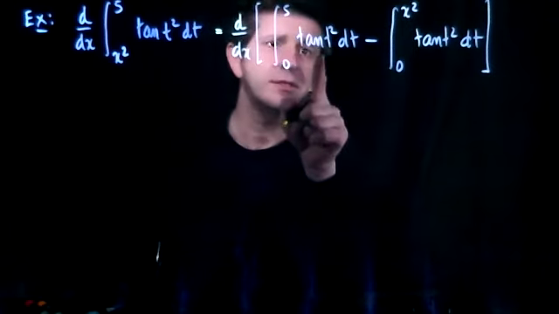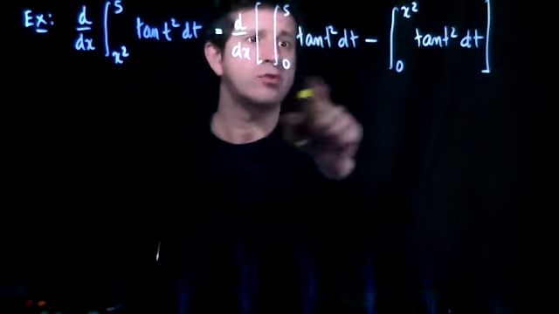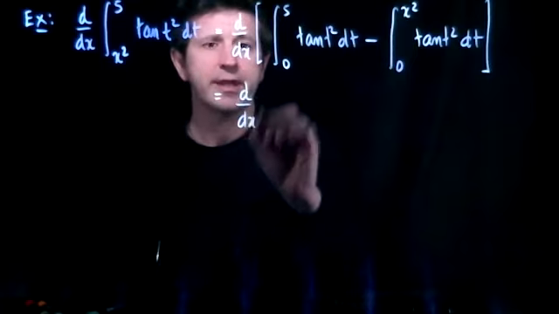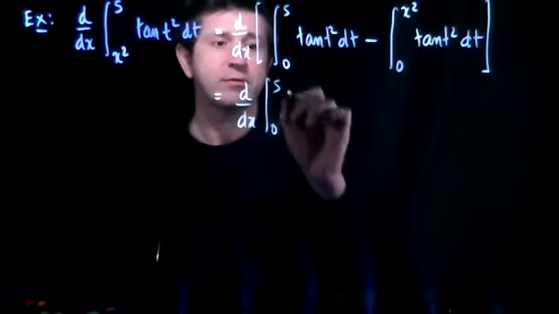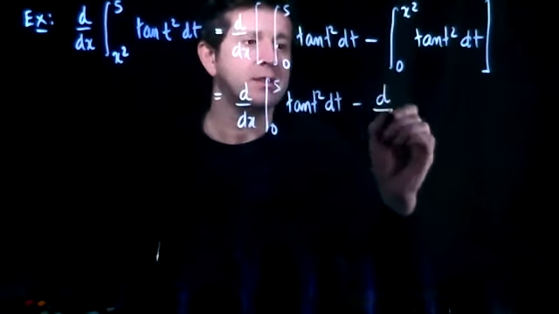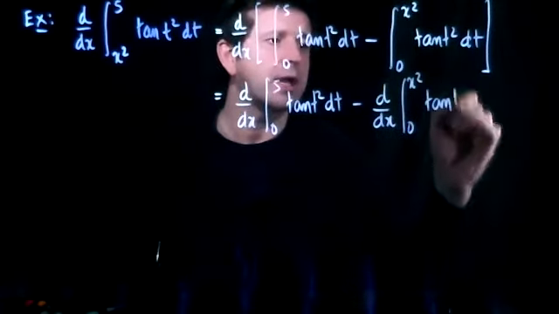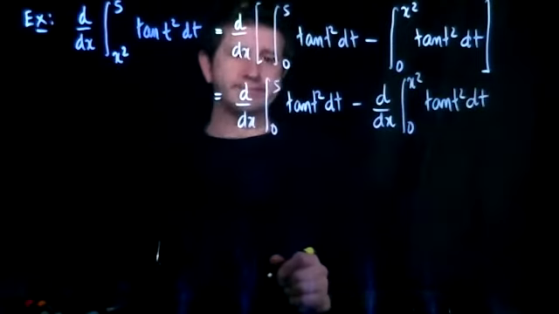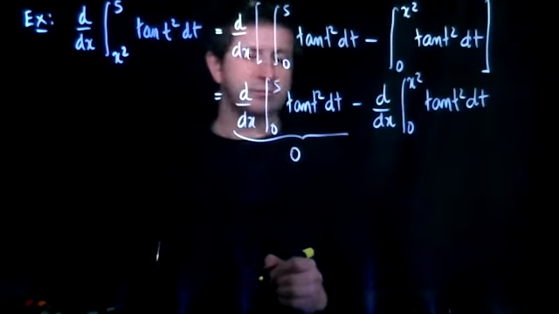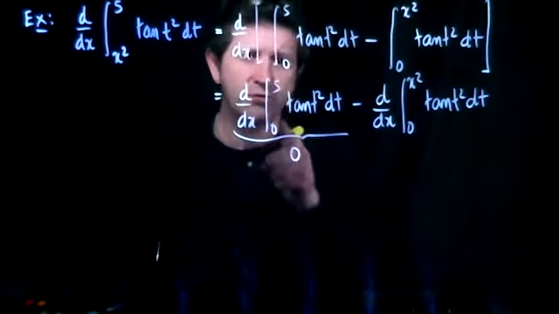Okay, and this is an area from 0 to 5, so that's a number. And so the derivative of this will be 0. Okay, I'm going to write this down. d/dx of the integral from 0 to 5 of tan t^2 dt minus d/dx of the integral from 0 to x^2 of tan t^2. Okay, and this is 0. Understand that this is 0? Yes. Okay, because there's no variable here.